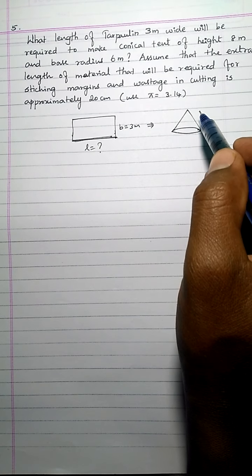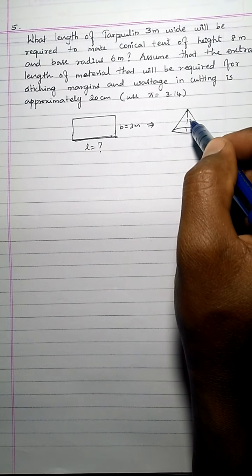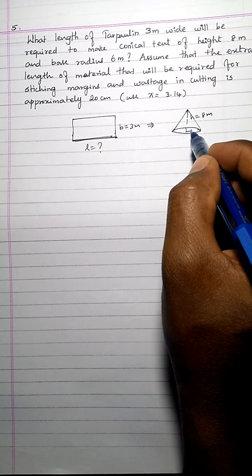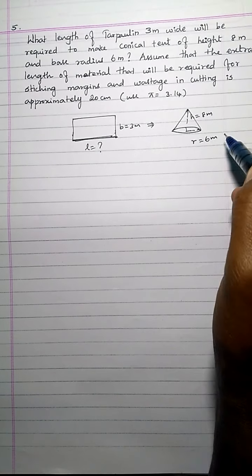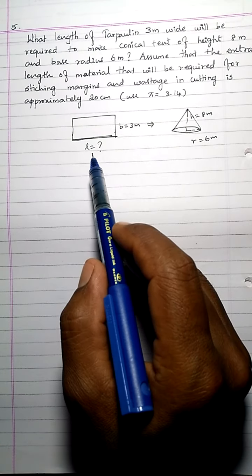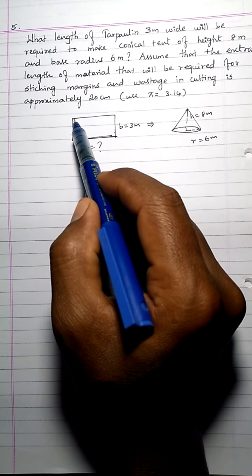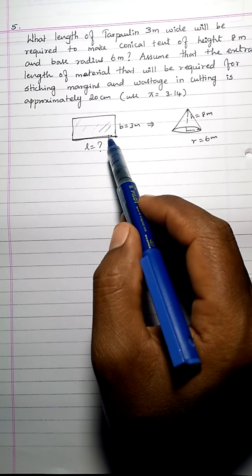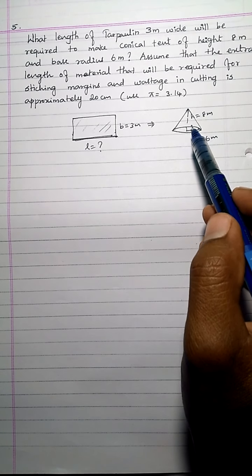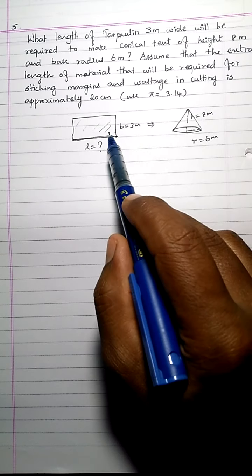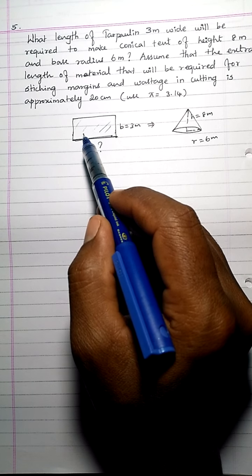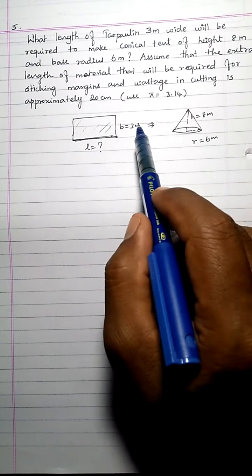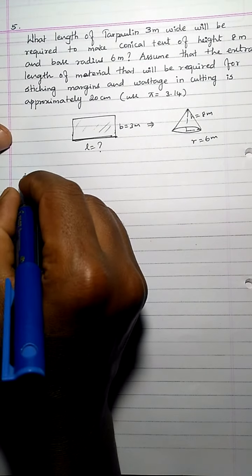This conical tent's height is given, h is equal to 8 meter, and the base radius is given, 6 meter. Now we have to find out the length first, because the same amount of paper they are using to make the tent. Then shall we take area of rectangle is equal to curved surface area of cone? Why? Because the same paper they are using to make the tent, so that area will be equal.